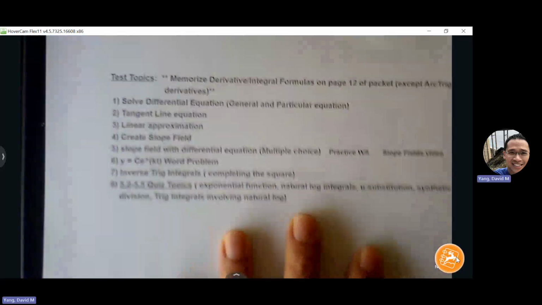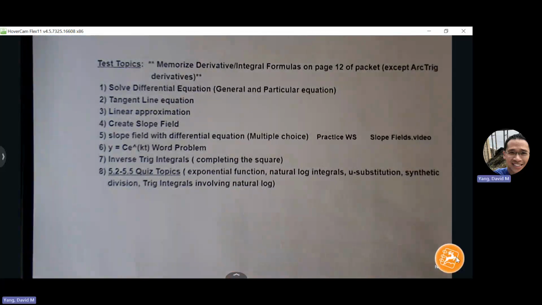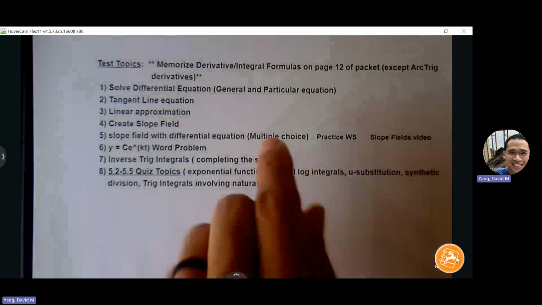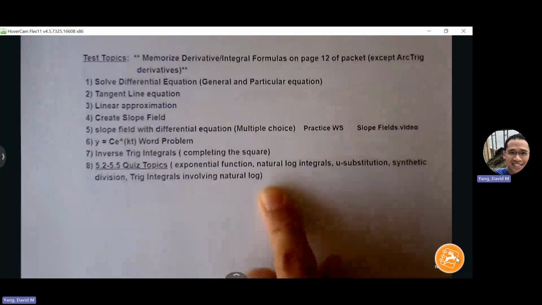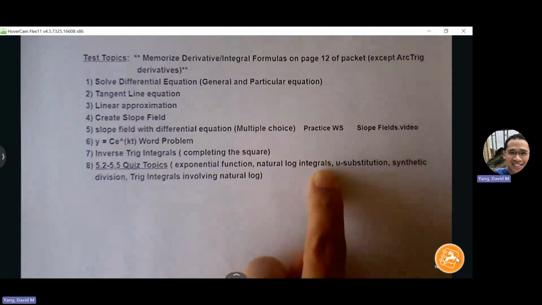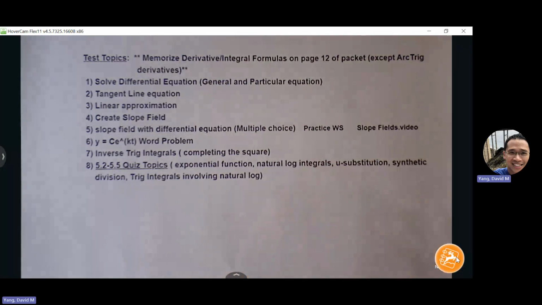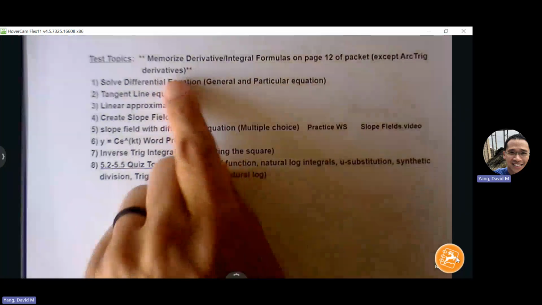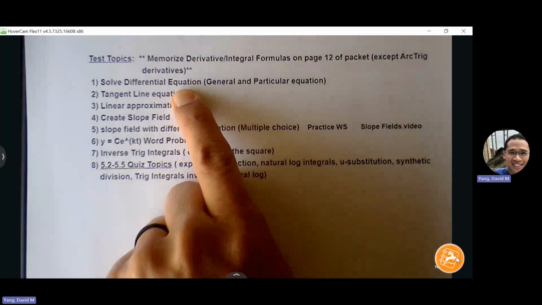Okay, so here are the test topics. I have it written up on the board as well, and this is also on my website. And I'll send you guys a remind with these things spelled out. Here's what's going to be covered on your test. Being able to solve differential equations. We've been working on that. That's been our main focus.